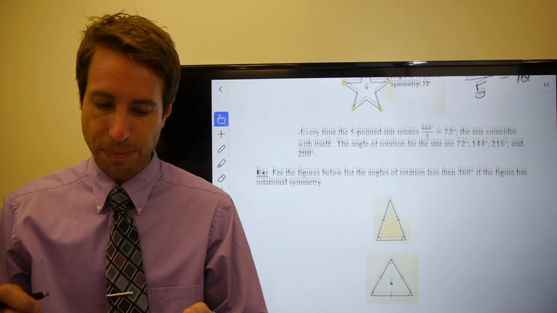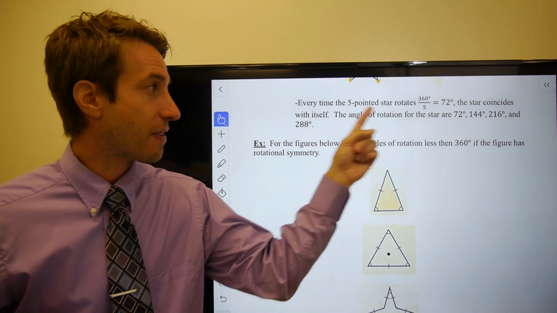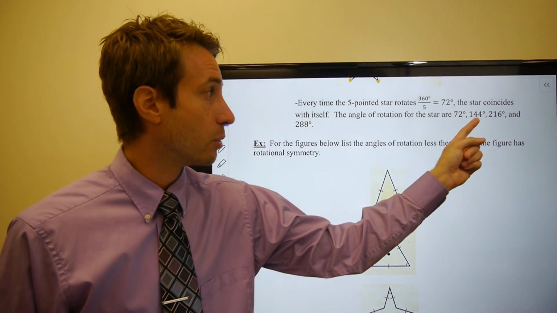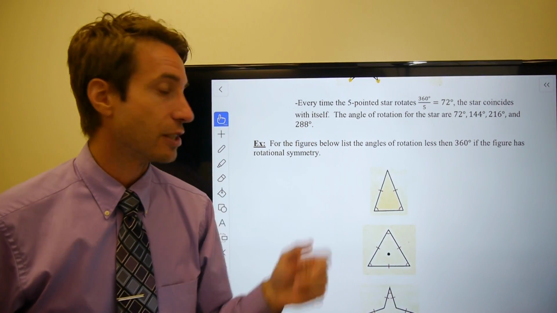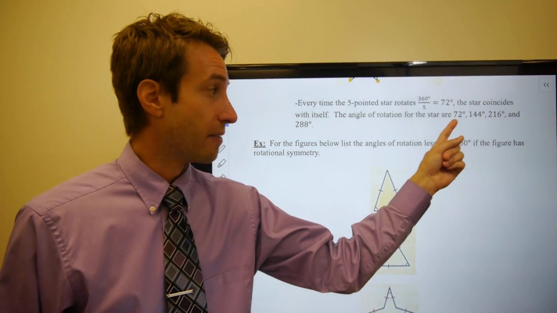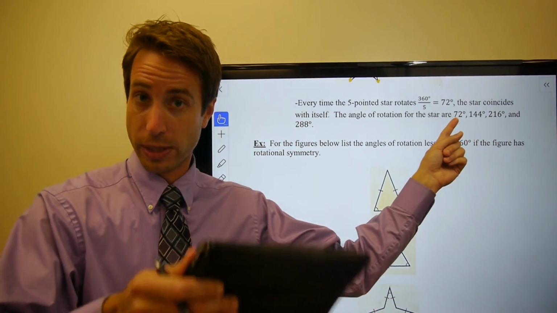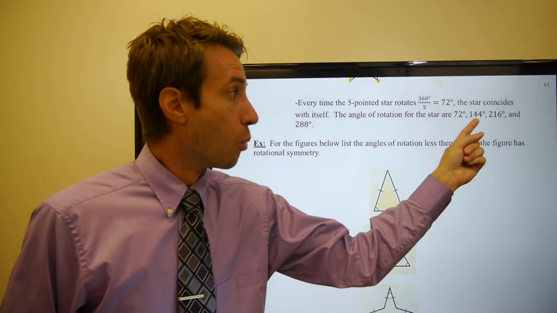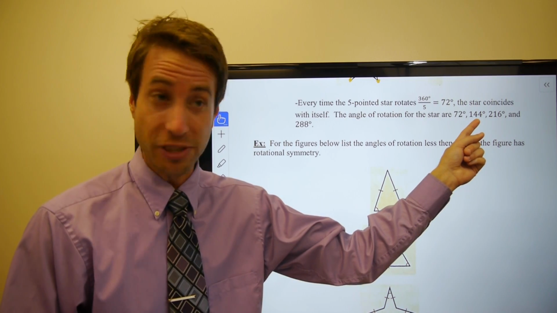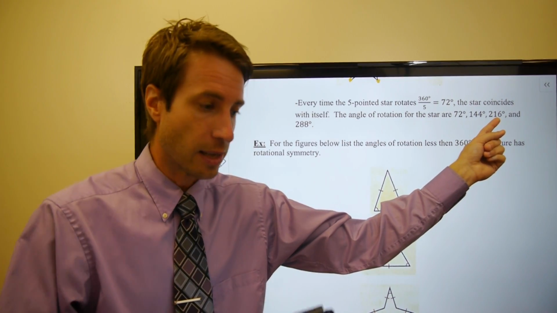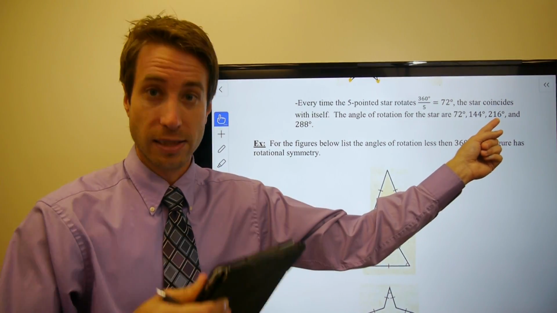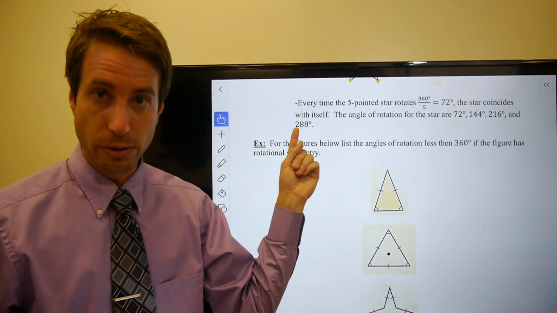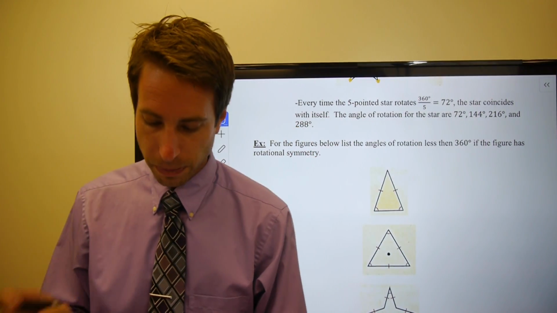Let's practice this a couple of times. Again, right here, that's how you go ahead and find those angles of rotation. So 72, 144, 216, and 288. How did I do that? 72 degrees, that gets point to point, and then 72 plus 72, 144. 144 plus another 72, 216. 216 plus another 72 degrees, 288. All right, so here we go.